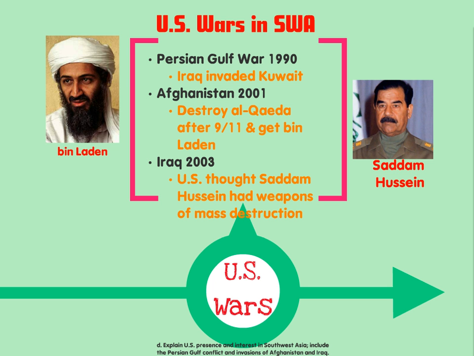Also, we have the Iraq War in 2003. This is when the United States thought that Saddam Hussein was hiding weapons of mass destruction that we thought he might be able to sell or give to terrorists. It turns out he didn't have those, but we went to war with him anyway.